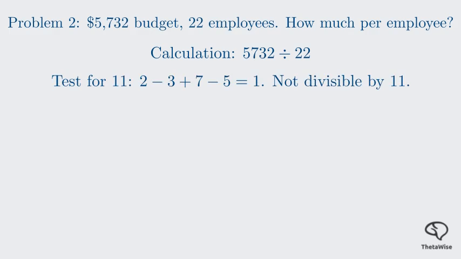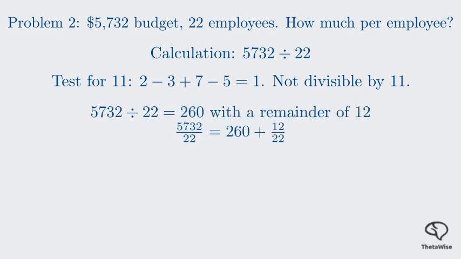Now let's do the long division to find the whole number part and the remainder. 5,732 divided by 22 is 260 with a remainder of 12. So we have 260 and 12/22. We can simplify the fraction 12 over 22 to 6 over 11. Now we can use our shortcut for 11. The decimal for 6/11 is 0.09 times 6, which is 0.54 repeating. The decimal for 6/11 is 0.54 repeating.